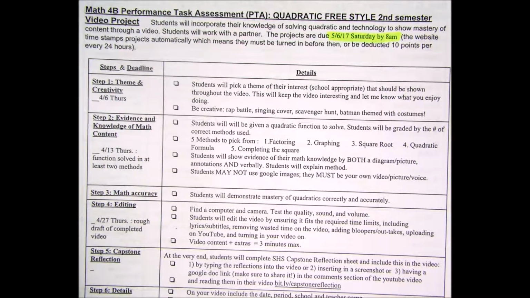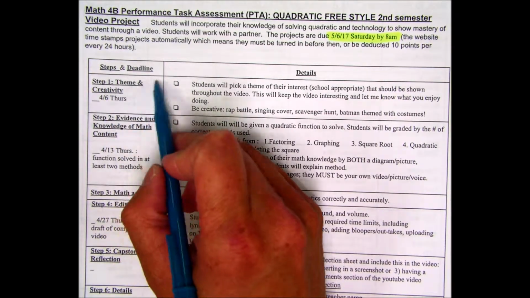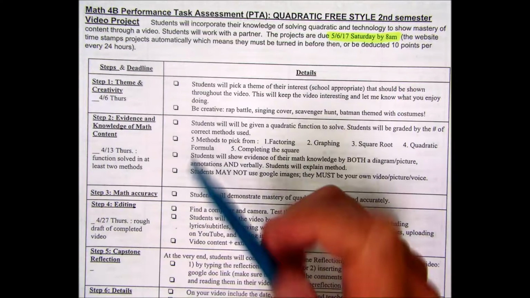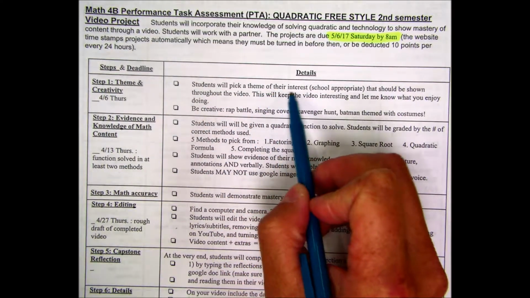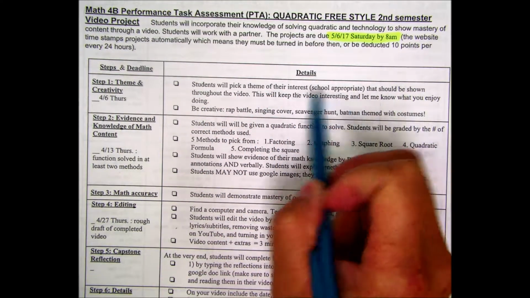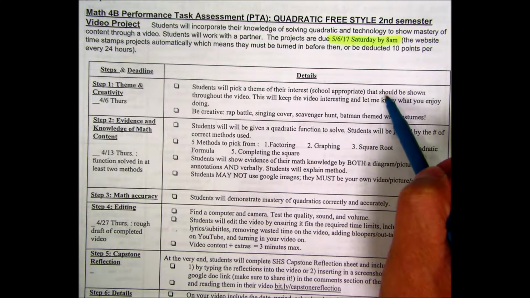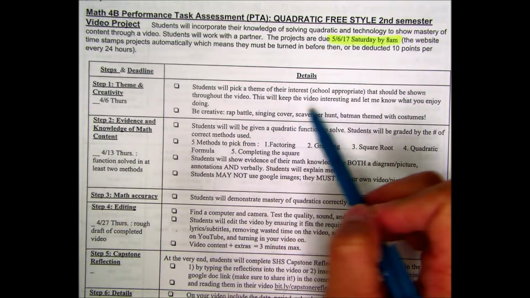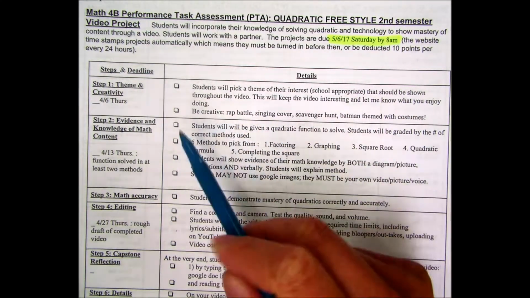Well, I've broken it down in 7 steps. So step number 1 is theme and creativity. Students will pick a theme of their own interest, school appropriate. And that should be shown throughout the video. This will keep the video interesting and let me know what you enjoy doing.